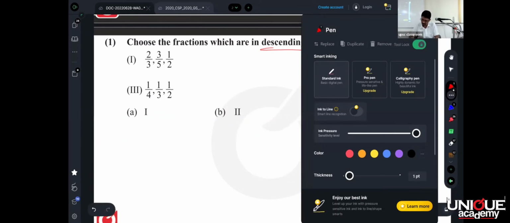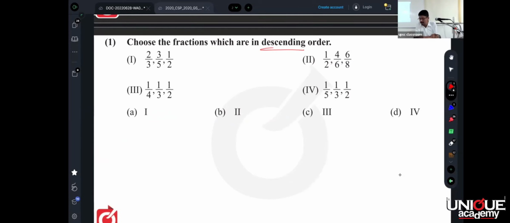It is said descending order. What do you mean by descending order? The first is greatest, and then it goes on decreasing to the smallest. So descending order is nothing but decreasing order. So we have to go through the options.